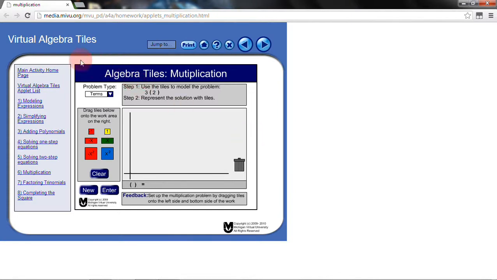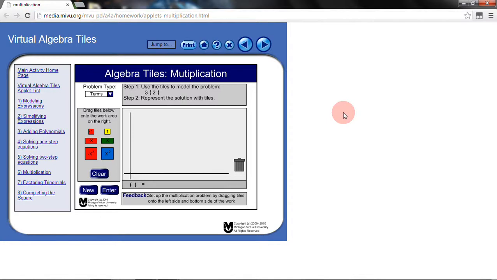I chose to use a virtual algebra tile program which I found online, which had some really cool features that I think would translate well to a classroom. And we're going to be looking at monomials and binomials using algebra tiles and multiplying them.